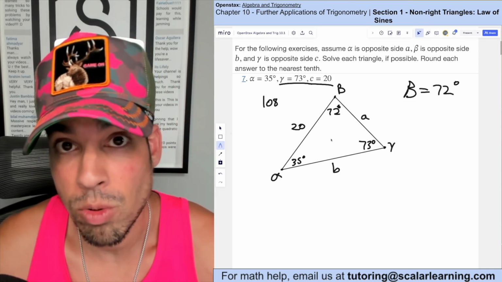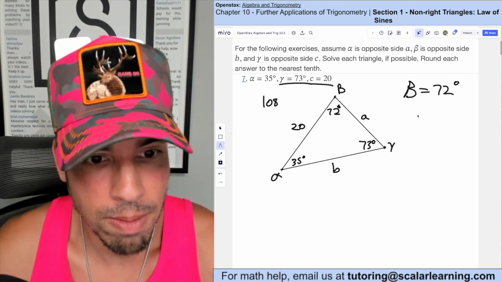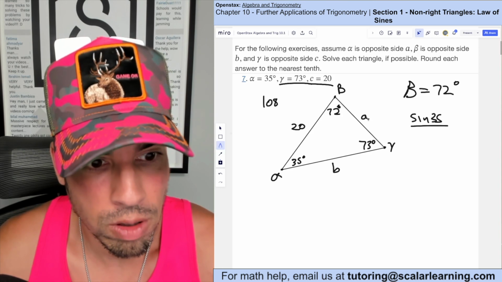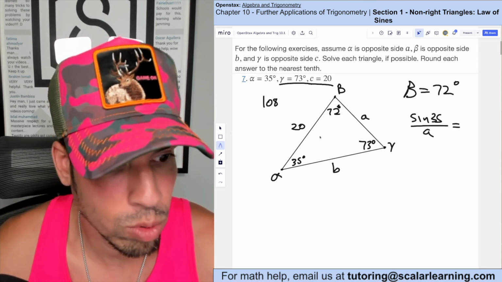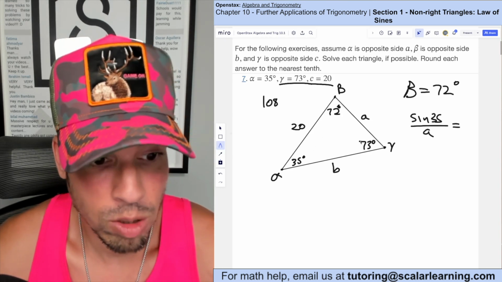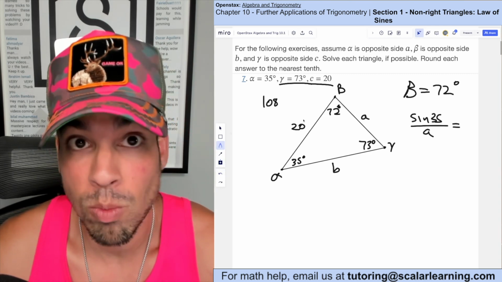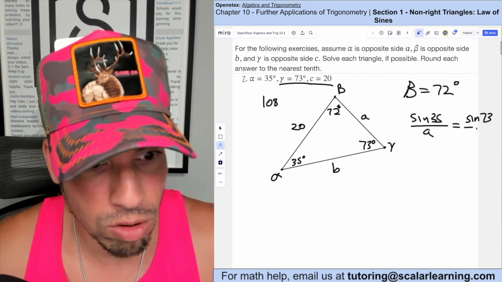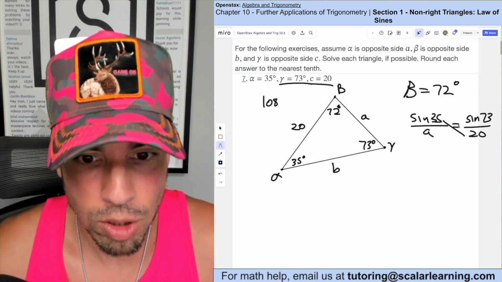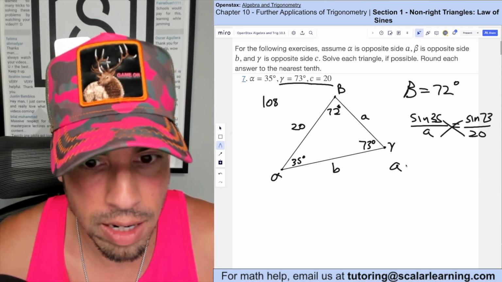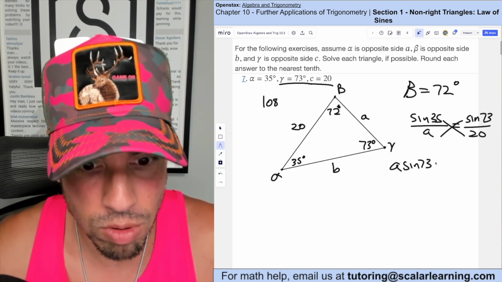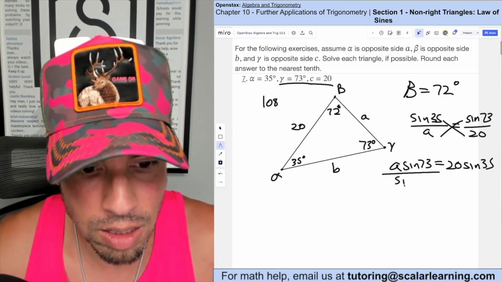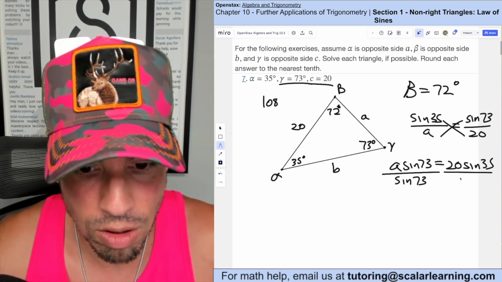All right. So to do that, I'm going to use my law of sines. So I'm going to say, let's find A first. Sine of 35 over the opposite side, which is A, is equal to, let's just do this one because we have to do it with one that doesn't have a variable, right? So then that's equal to sine of 73 over 20. Okay, now we're going to cross multiply like so. We get A times sine 73 equal to 20 sine of 35. And then we're going to isolate and divide both sides by sine of 73.